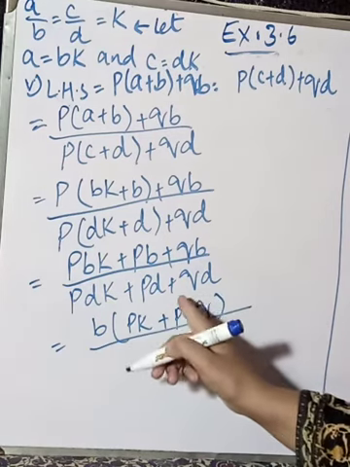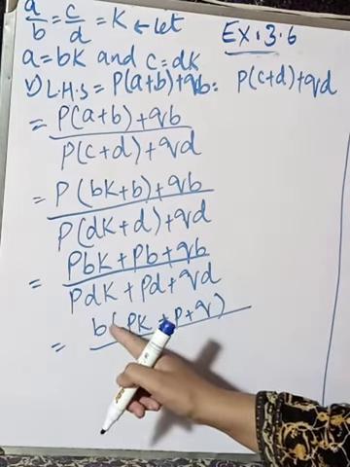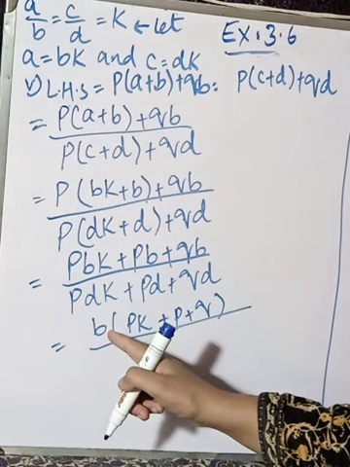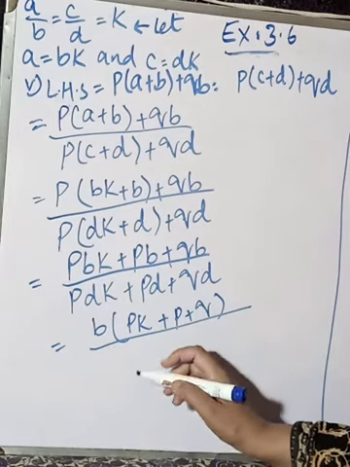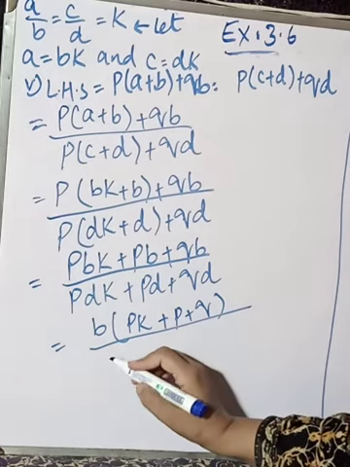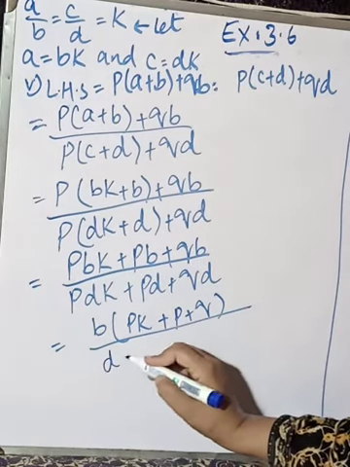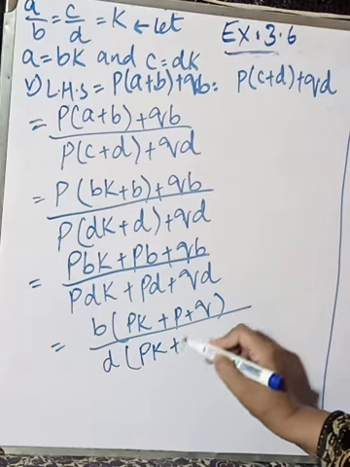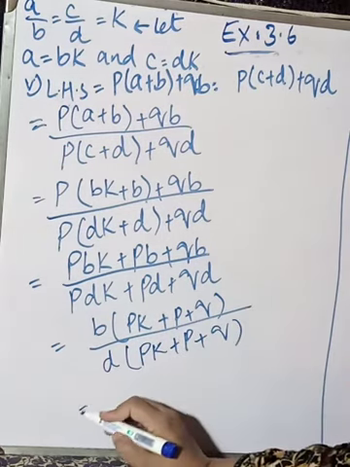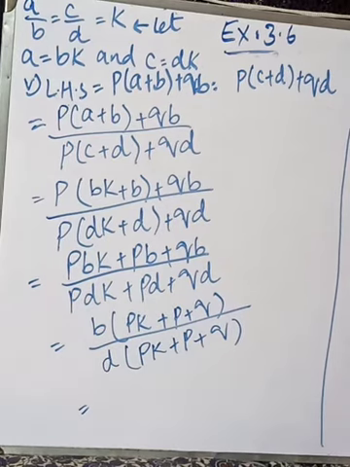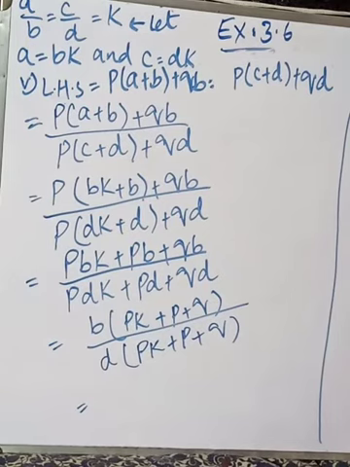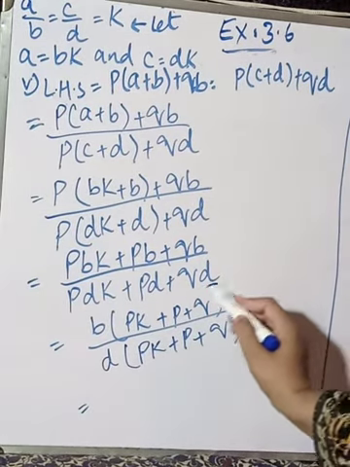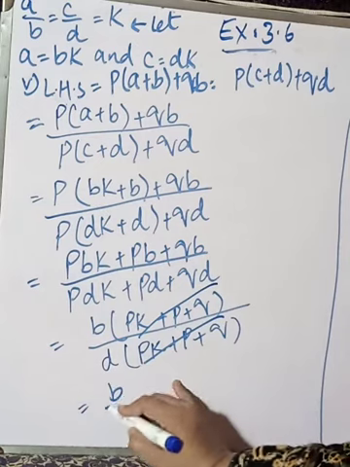In the denominator when I'll take d common, then I'll be left as pk plus p plus q. Okay, and then what would be there? They both will be cancelled out, and I am left as the answer, it's b over d.